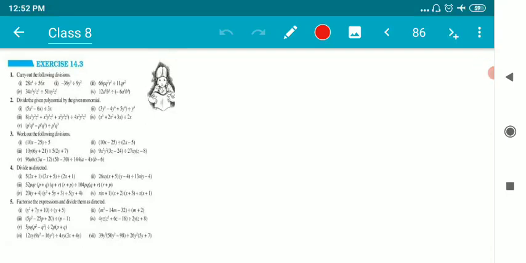Children, we have been dealing with the chapter of factorization. As of now, we have completed till exercise 14.3, question number 4. Up to this number, we have finished. This is exercise 14.3, a very interesting exercise, rather the chapter. We have completed till question number 4.